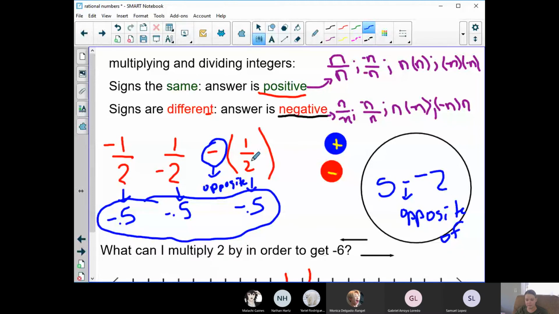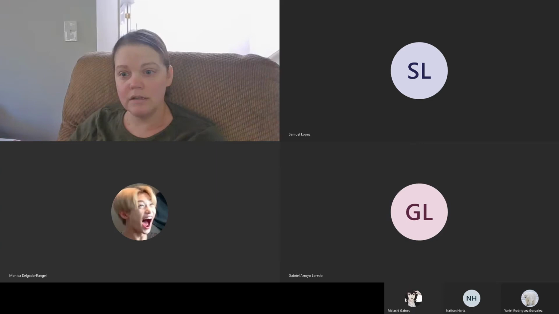Does that make sense? Yes. Any questions about dividing integers? All right. Let's take a look at your assignments for today.